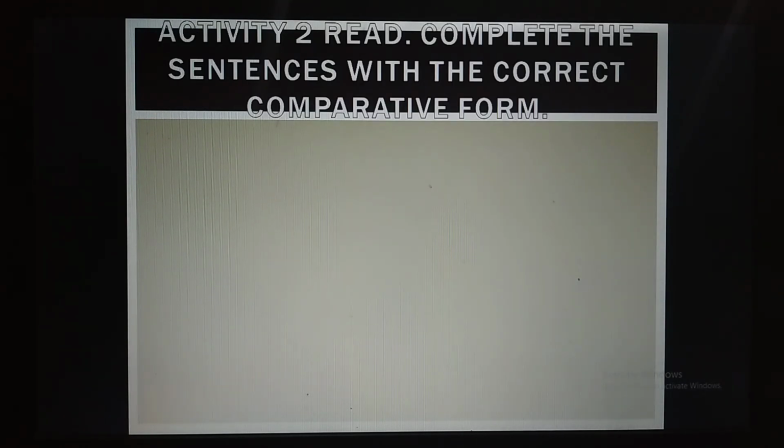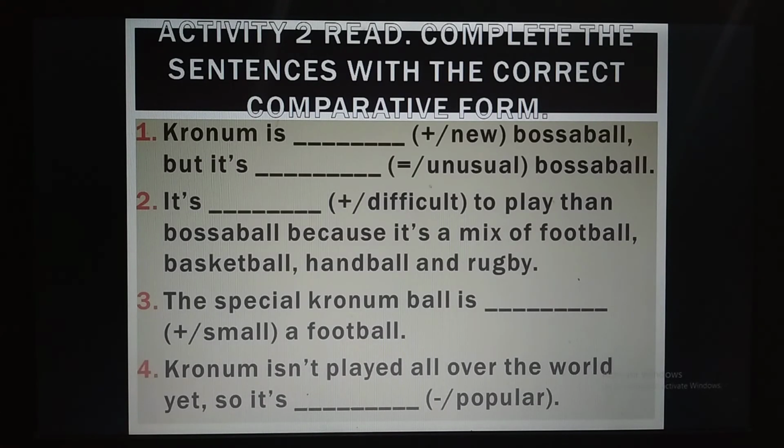Activity number 2. You have to read and complete the sentences with the correct comparative form. So we have 4 sentences, and as you can see in the parentheses, there is the word or the adjective, and you have to put its comparative form. If we have the plus sign, it means you have to put the positive form, the equal sign, and also the negative form. Okay? Next.